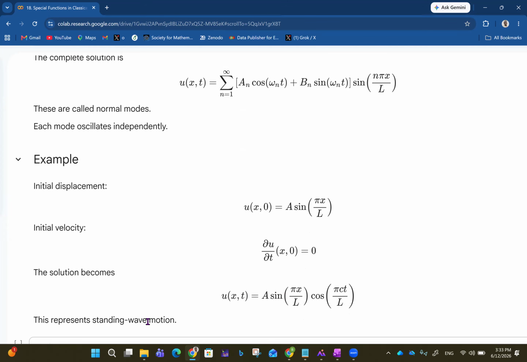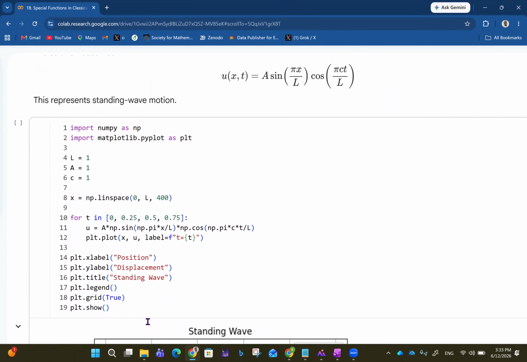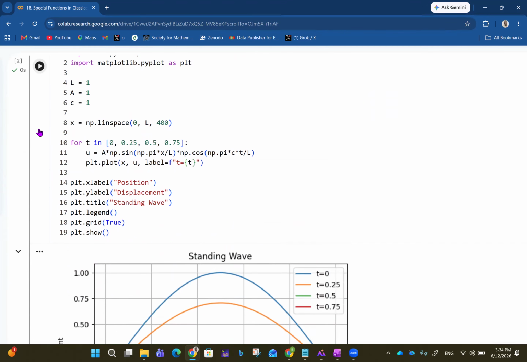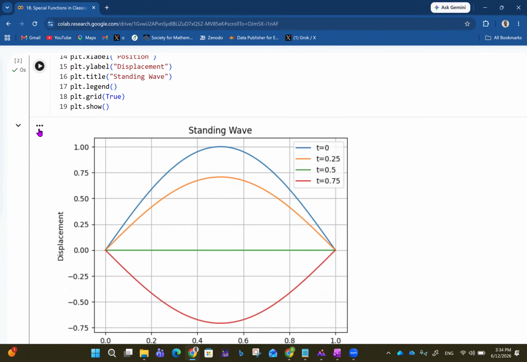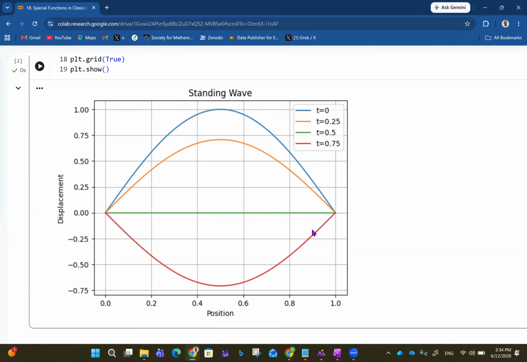So this represents standing wave motion. For a standing wave, it feels like you generate one side of the wave and you generate the other side, and then one cancels the other one out, that kind of idea. This represents standing wave motion like we see here. So at time t = 0, you have the blue. t = 0.25, you have orange. t = 0.5, you have 0. And t = 0.75, you have this. So it's like you have movements across this zero part.